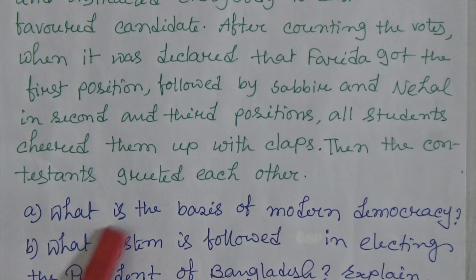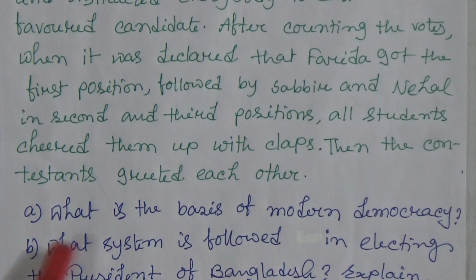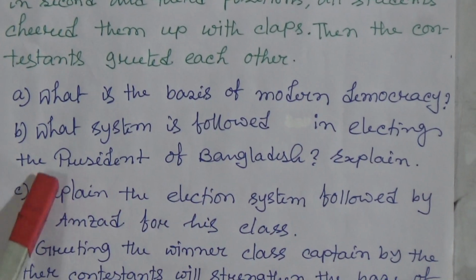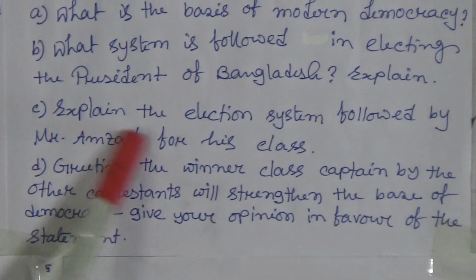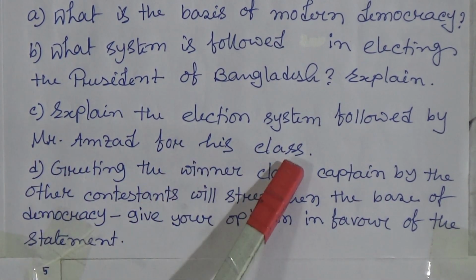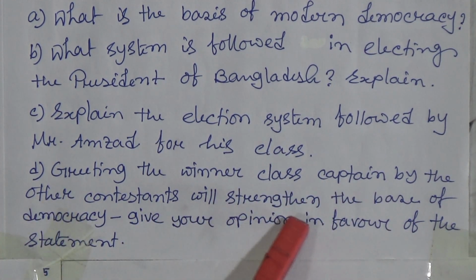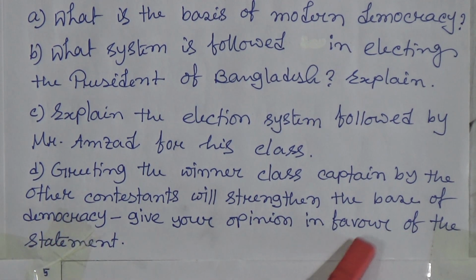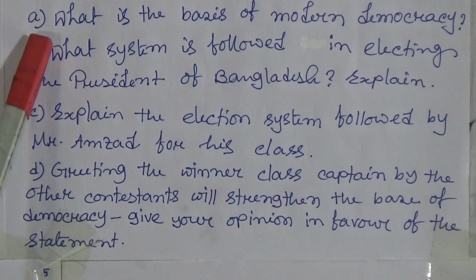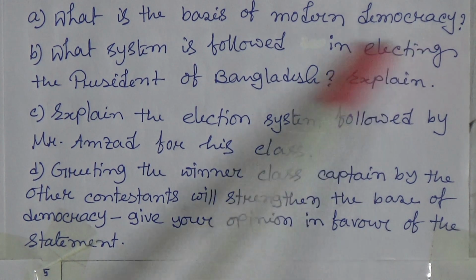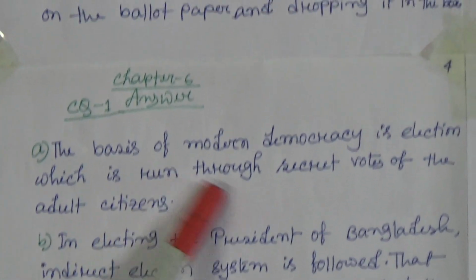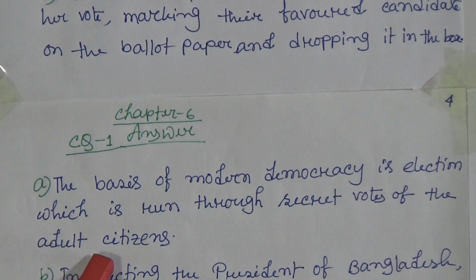So the first question, A: What is the basis of modern democracy? B: What system is followed in electing the President of Bangladesh? Explain. C: Explain the election system followed by Mr. Amjad in his class. And the last one, D: Greeting the winner class captain by the other contestants will strengthen the base of democracy. Give your opinion in favor of the statement. So at first we will discuss the first question. What is the basis of modern democracy? Students, this is the answer. Number A, the basis of modern democracy is election, which is run through secret votes of the adult citizens.